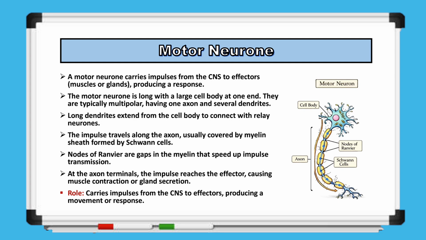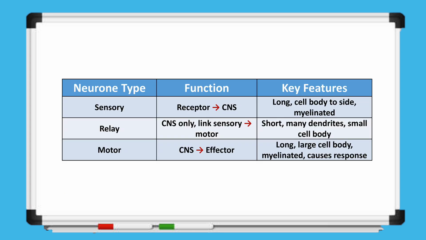The nodes of Ranvier, which are small gaps in the myelin sheath, allow the impulse to jump from one node to the next, further increasing the speed of signal transmission. At the end of the axon, the impulse reaches the axon terminals, which then stimulate the effector, causing a muscle to contract or a gland to secrete. The role of motor neurons is to carry impulses from the CNS to effectors, producing movement or other responses. In the diagram, the labeled parts of a motor neuron include the motor neuron, cell body, axon, nodes of Ranvier, and Schwann cells. Let's examine this table to understand the different types of neurons and their functions.